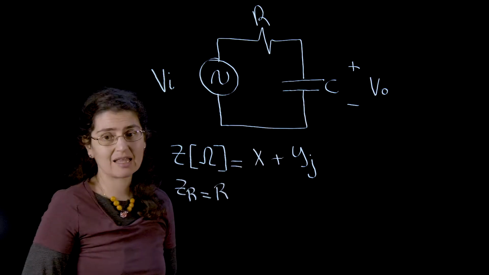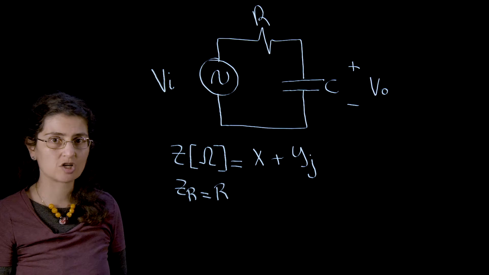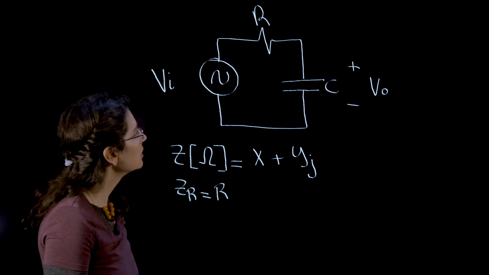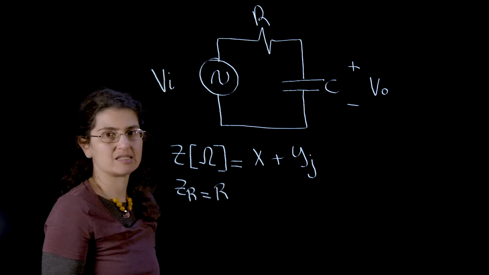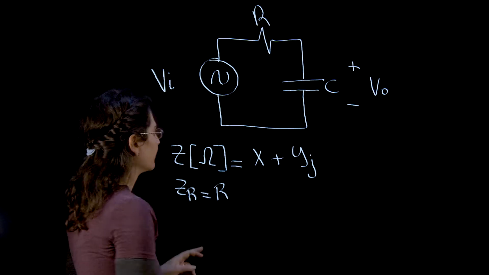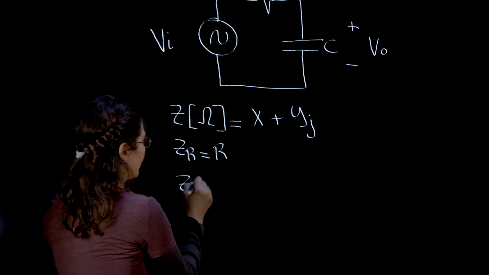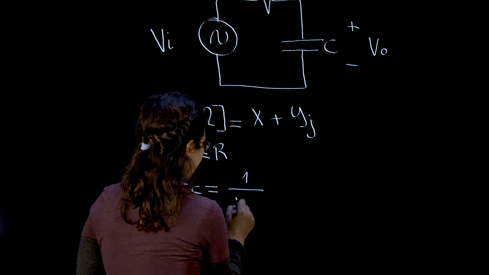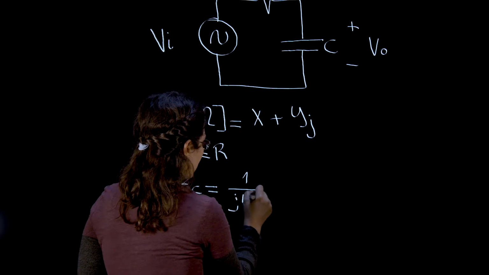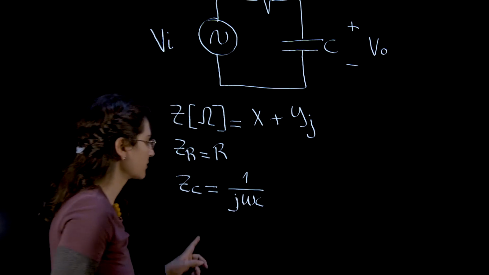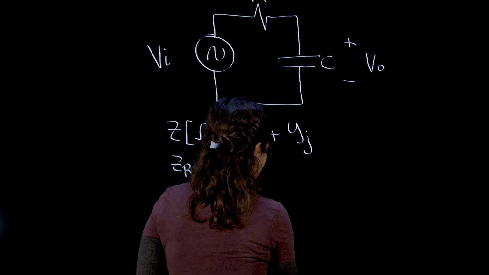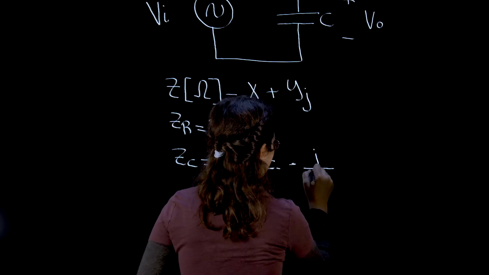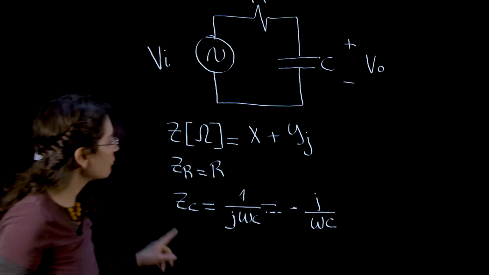Now, elements that store energy, like capacitors and inductors, in this case the capacitor stores energy in the form of an electric field, have imaginary resistance, what's called the reactance. So the impedance of a capacitor is its reactance, which is 1 over J omega C, or minus J over omega C.